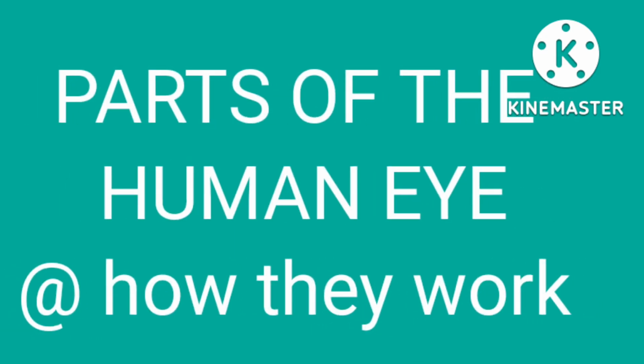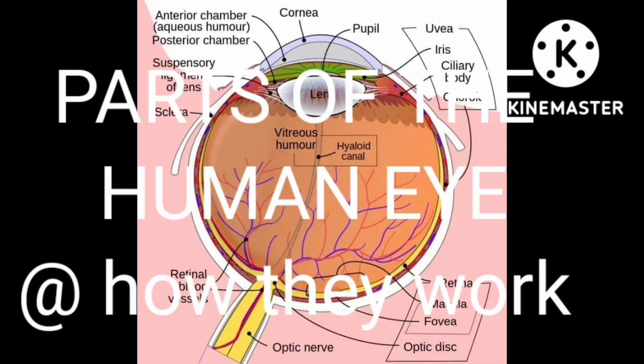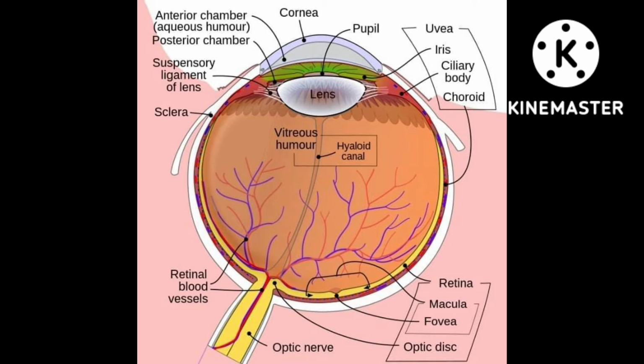Parts of the human eye and how they work. The anterior chamber or aqueous humor, posterior chamber, suspensory ligament of lens, sclera, cornea, pupil, uvea, iris, ciliary body, choroid, aqueous humor, hyaloid canal, retinal blood vessels, optic nerve, retina, macula, fovea, optic disc.